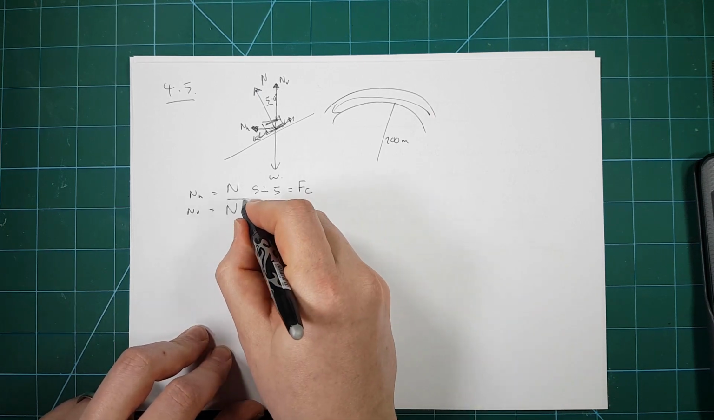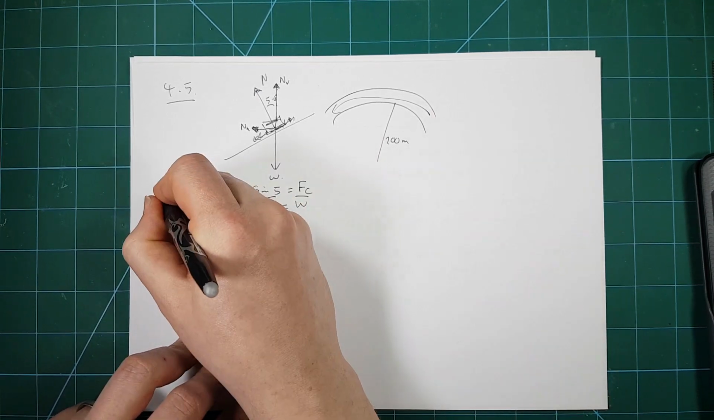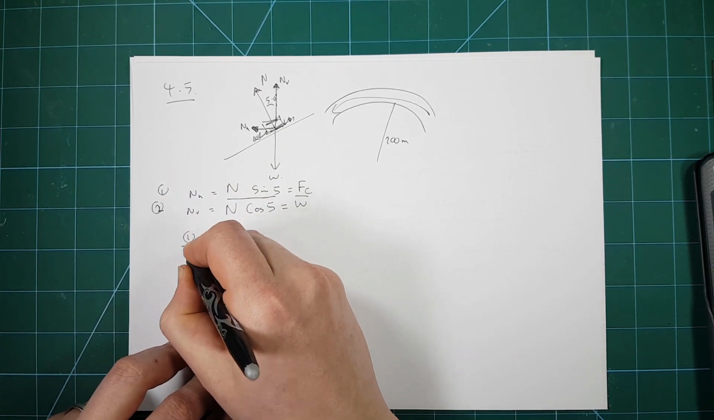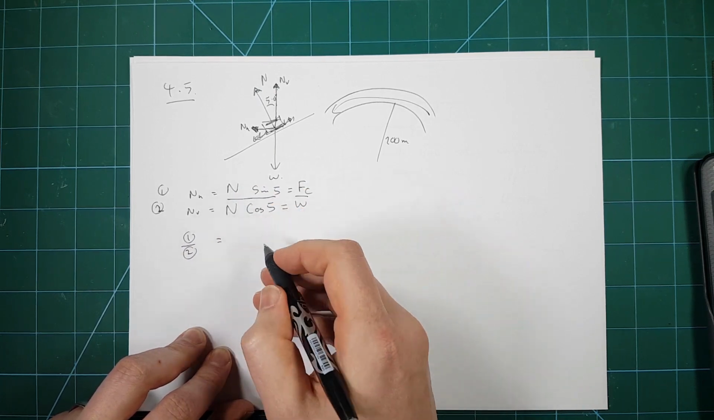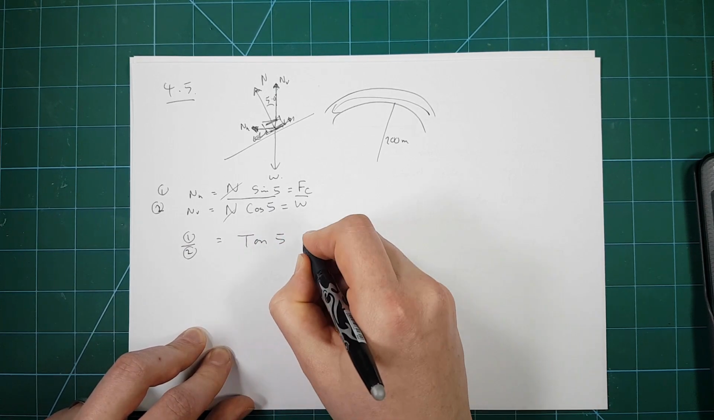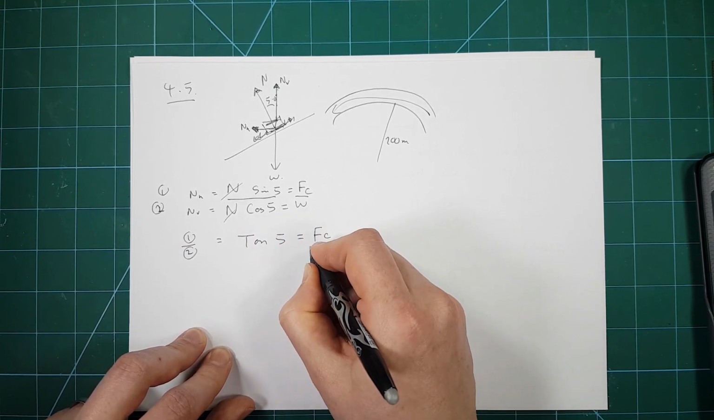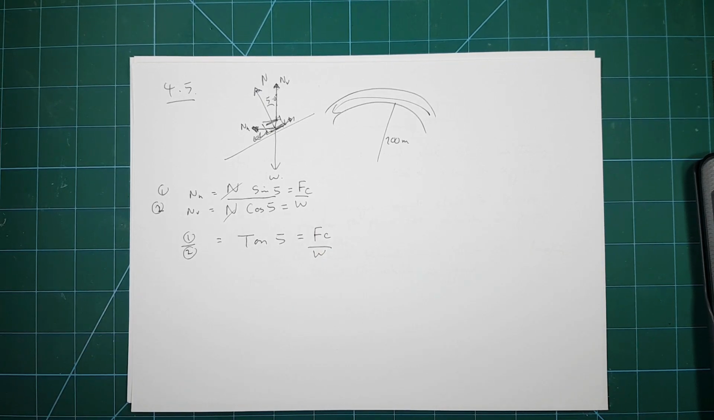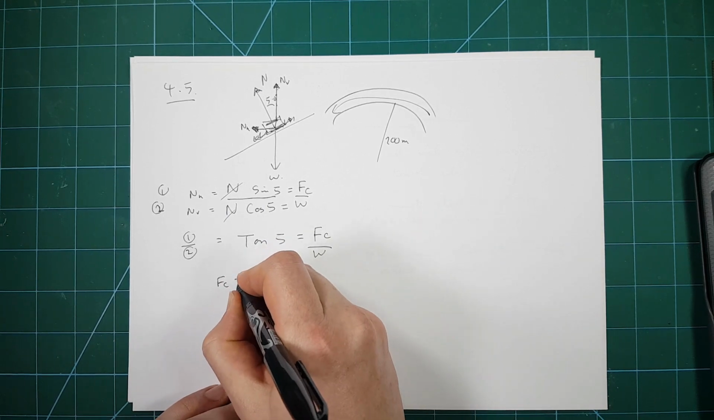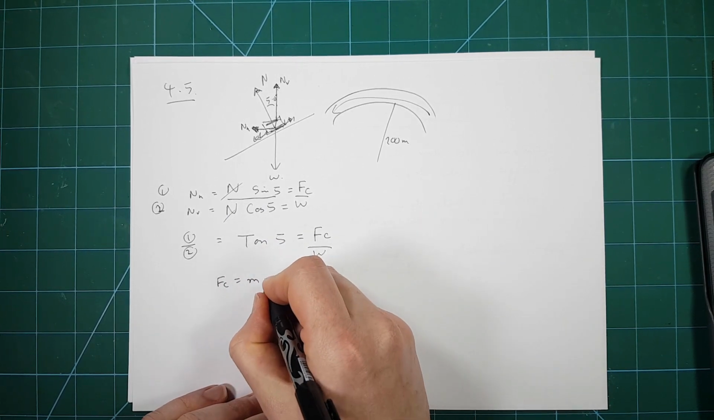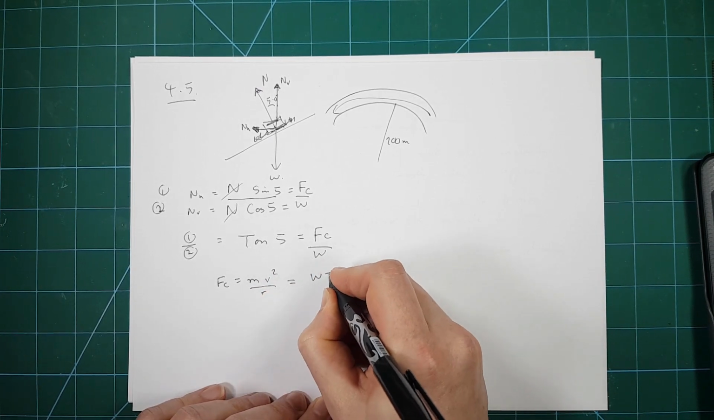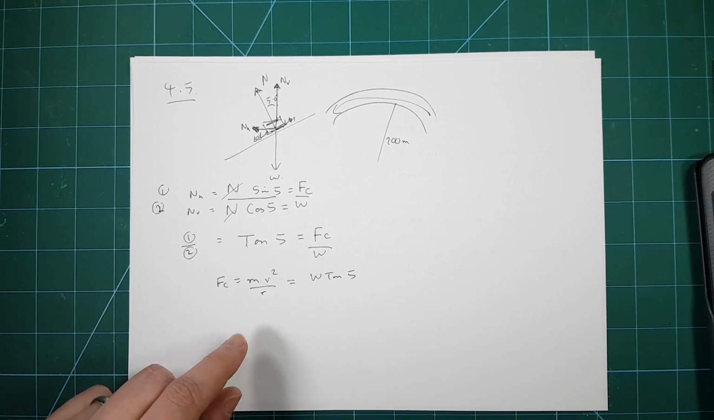Right, I'm now going to divide these equations by each other. So if this is equation 1 and this is equation 2, I do equation 1 divided by equation 2, and I get, well, the N's cancel. Sine over cos is tan. Tan 5 is equal to FC divided by W, like so. But FC is equal to, by definition, mv squared over r, and so that's got to equal W tan 5. Now we know everything.